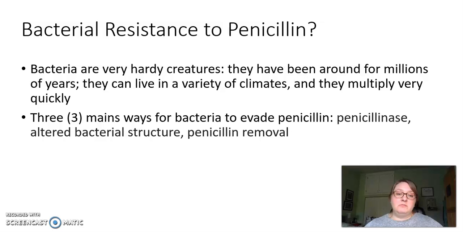So the three main ways that bacteria tend to invade or evade penicillin is through penicillinase, altered bacterial structure, and penicillin removal.